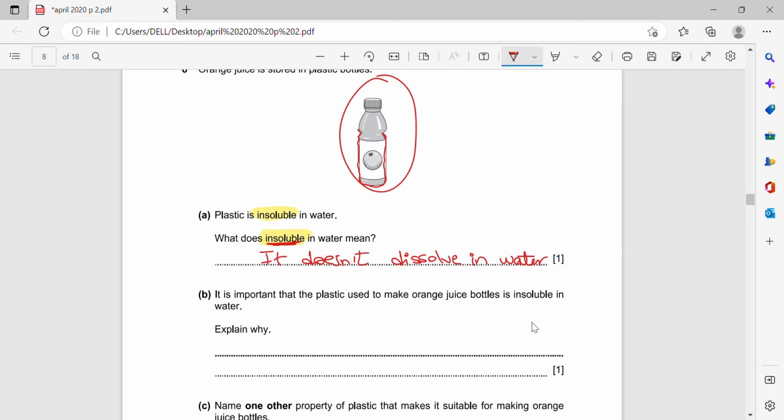If you write this, you get the full mark. If you write doesn't mix, it's wrong. So you have to write doesn't dissolve.